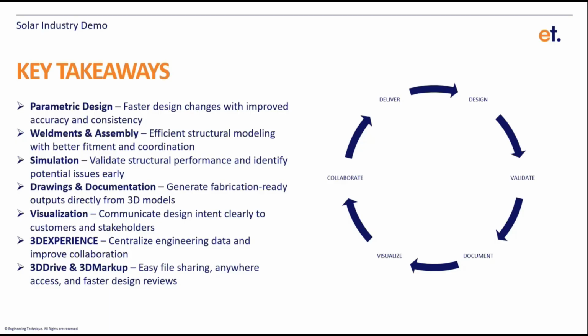The cycle of this whole demonstration follows like this. We need to design our product, validate it, and generate documentation for it. Then we need to visualize our product for marketing and presentation purposes. Then all of the data needs to be collaborated, so we can collaborate with each other and each team, and finally deliver.